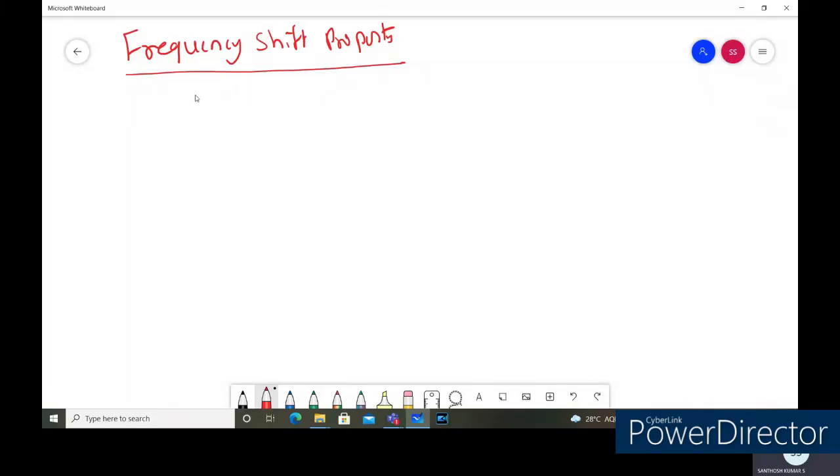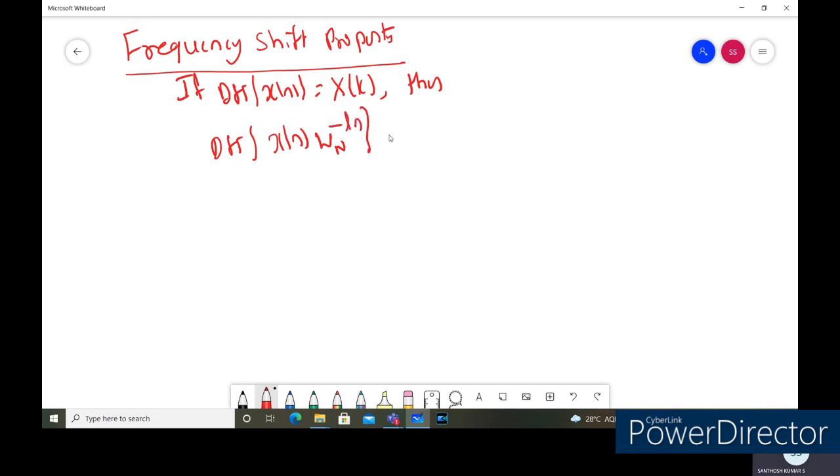Consider that one. So what we'll do is, the statement of the property is like this. If the DFT of x of n is equal to X of k, then the DFT of x of n into omega to the power of minus ln, so omega to the power of minus L into n, is equal to X of (k minus L) mod N. So this property is called the frequency shift property.